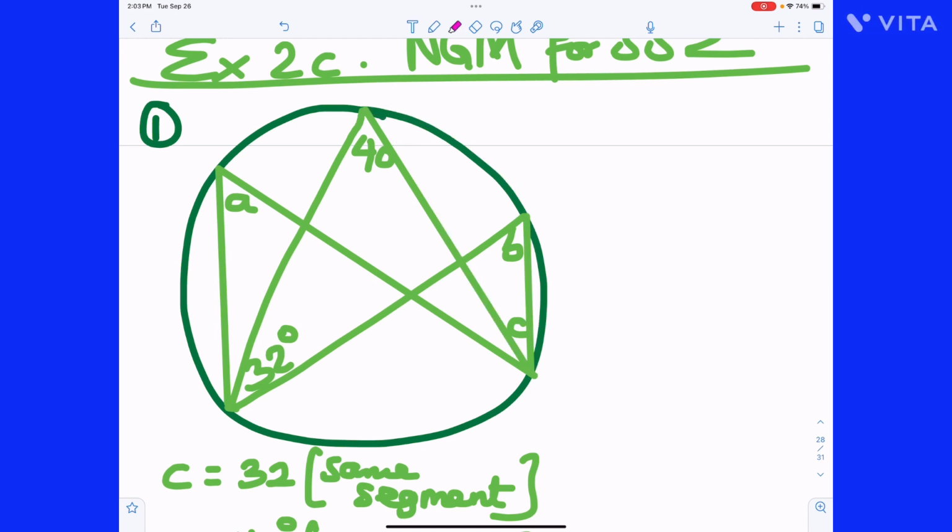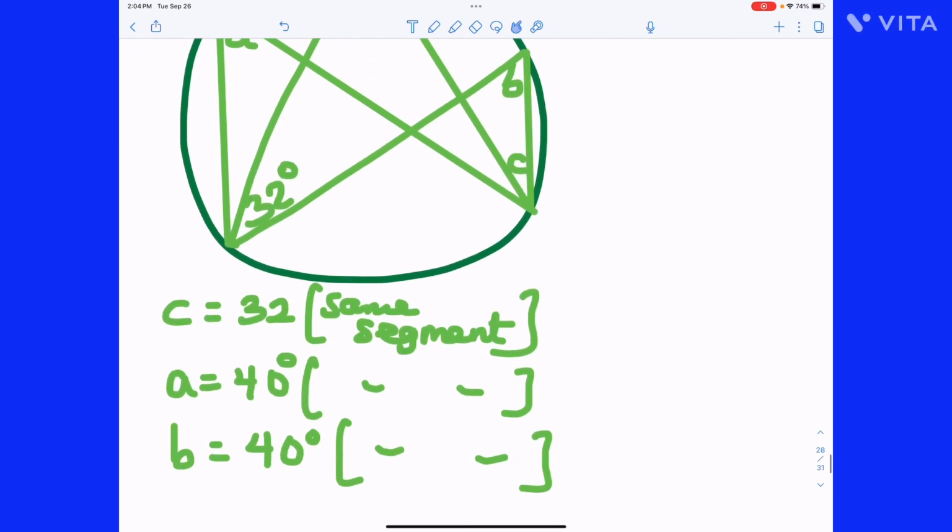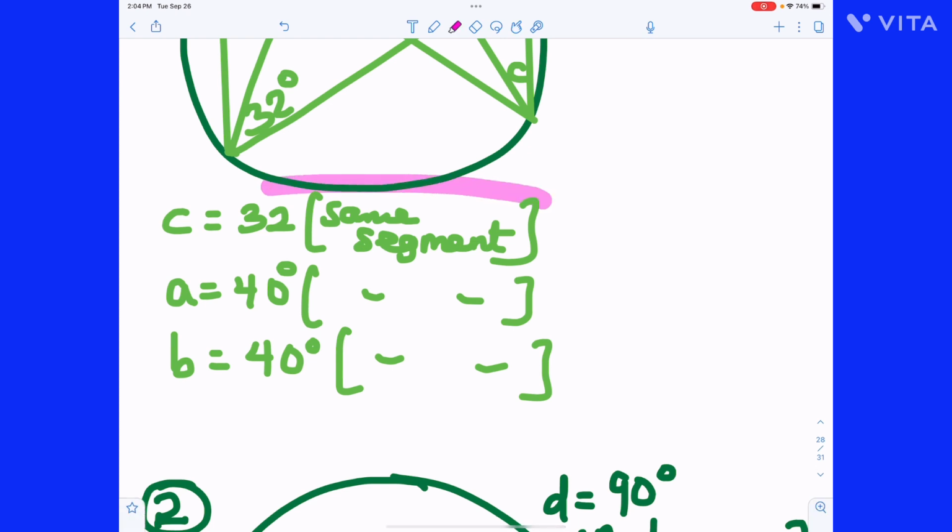Look at my hand again. C is formed here. 32 is also formed here. So C and 32 will be the same. They are both formed on the same arc, and they are both angles in the same segment. So you write C is equal to 32 and put the reason in bracket, same segment.